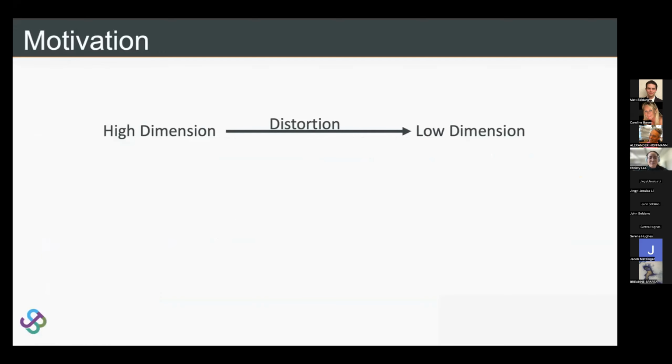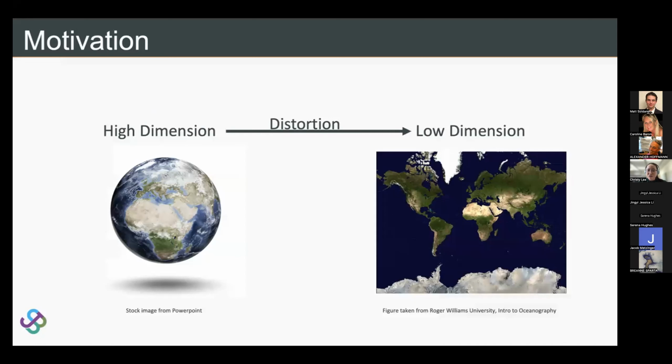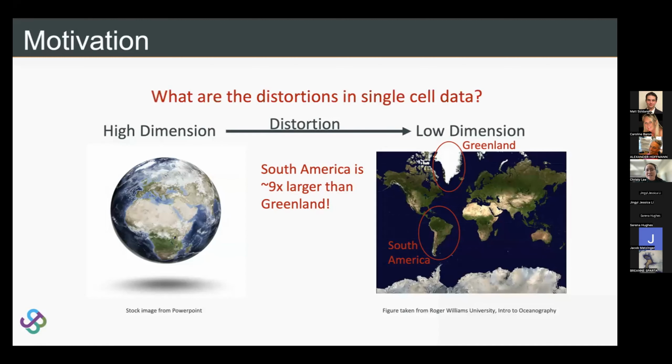A more everyday example might be a three-dimensional globe and a 2D map. So even though the world is three-dimensional, a lot of the times we look at two-dimensional visualizations because this is a little bit easier to see on our laptops or on a sheet of paper. But there are some known distortions, like here if we look at Greenland and South America, it looks like they're about the same size. But actually, South America is 9 times larger than Greenland. So there are things in the visualization that are not quite so trustworthy based off what we can see.